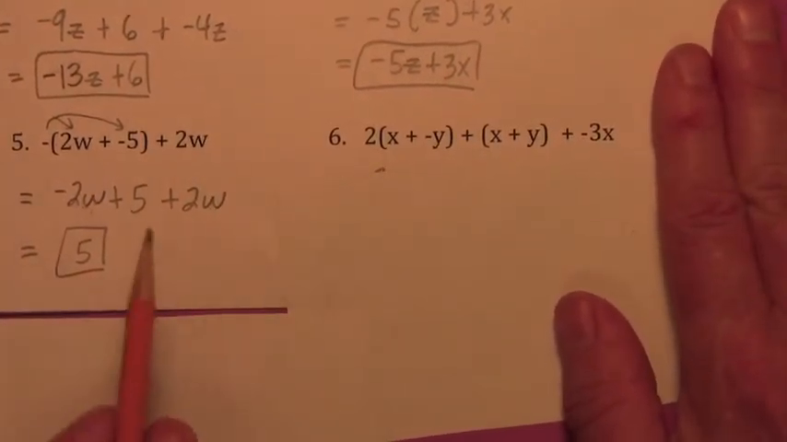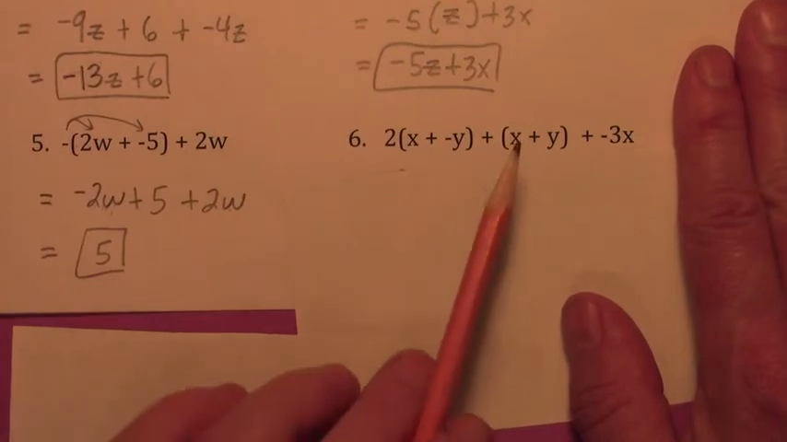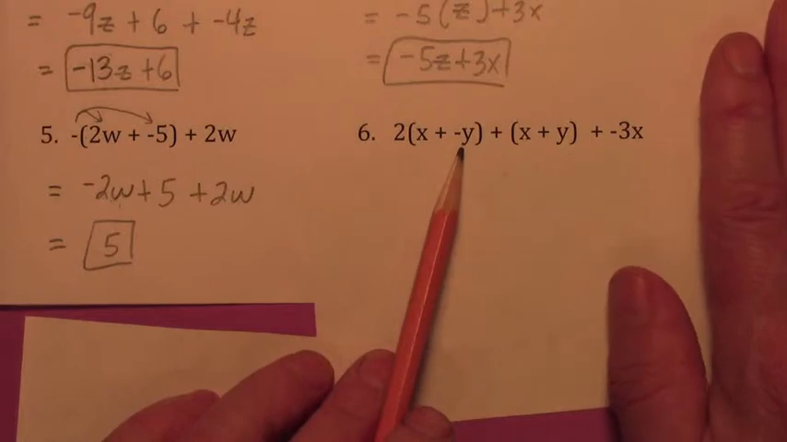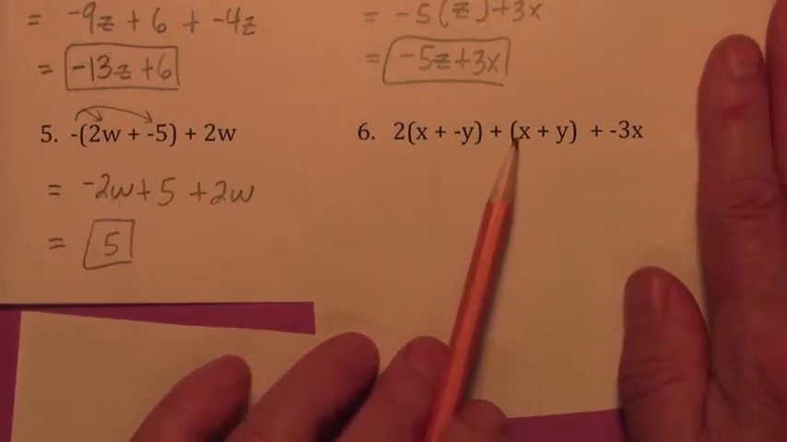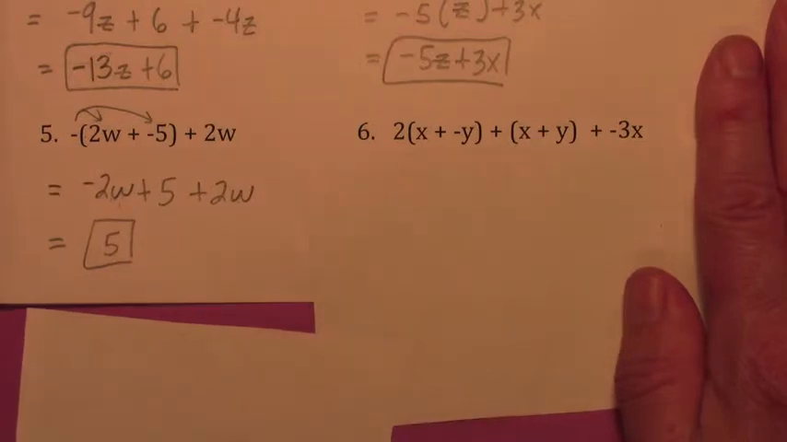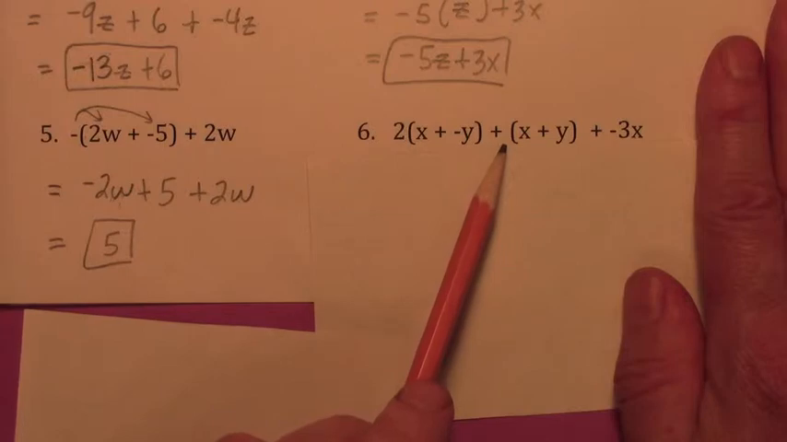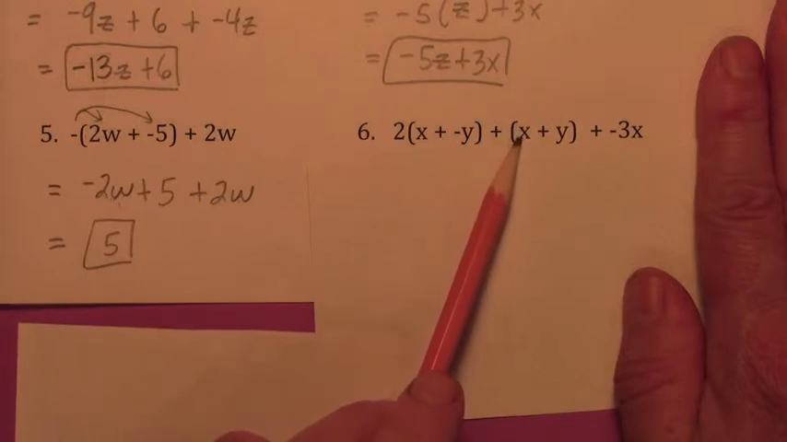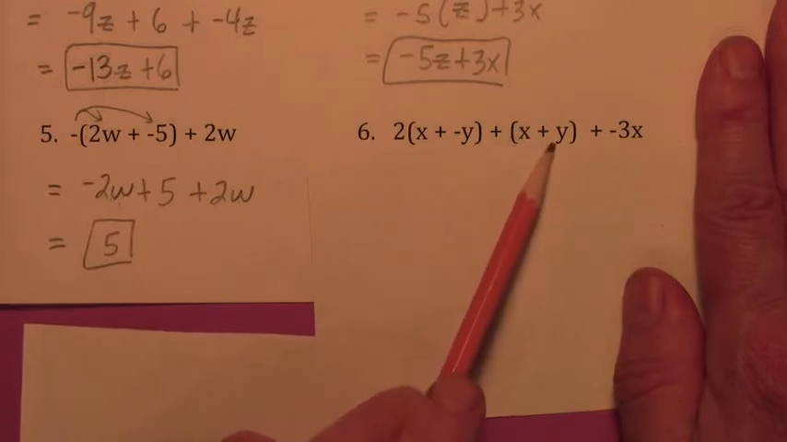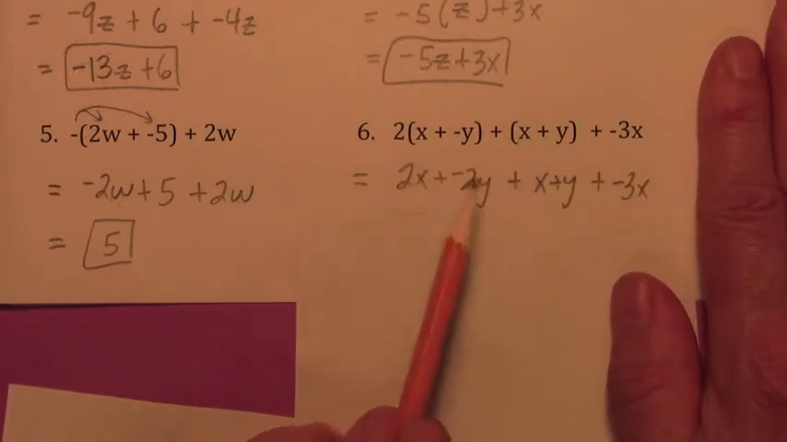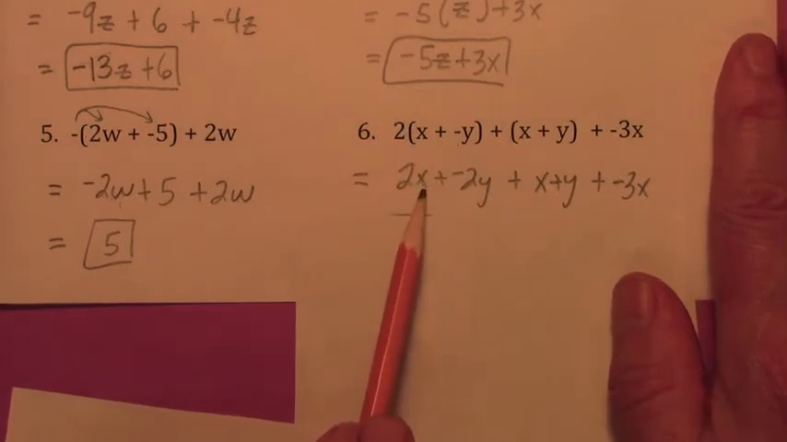Okay, how about this one? Let's see. This one's kind of troubling. That bothers me right there. You see, it's 2 times the quantity x plus negative y, plus there's nothing in front of these parentheses. So how should you interpret that? It turns out these parentheses are not really necessary, but if you wanted to, you could put a 1 in front. Then the 1 would distribute in front of each of them, and you'd still get the same thing. So what I'm going to do is just drop the parentheses. They're really not necessary. Here you do have to use the distributive law first.